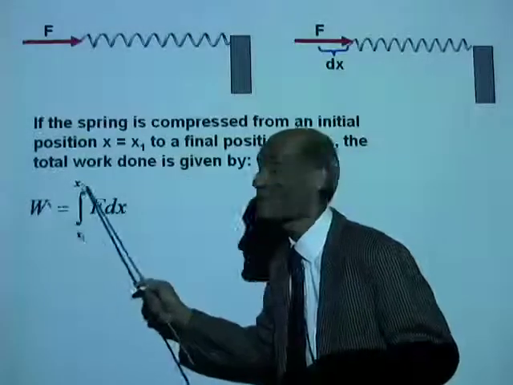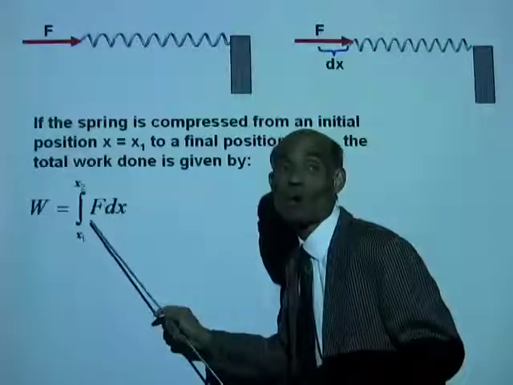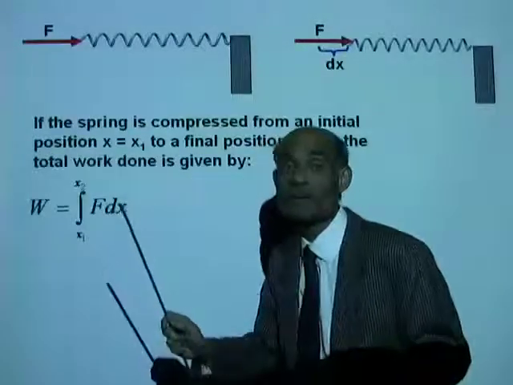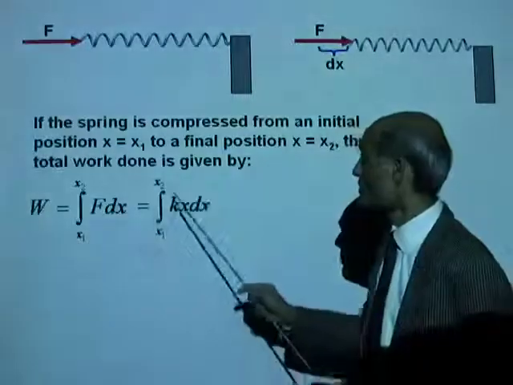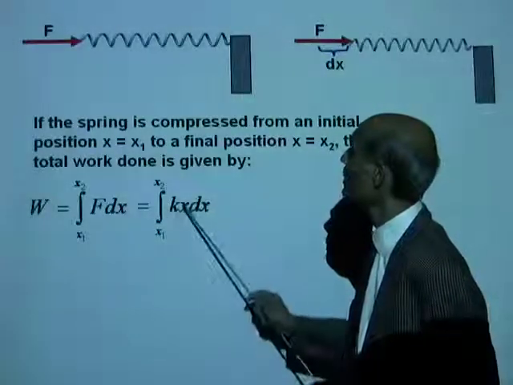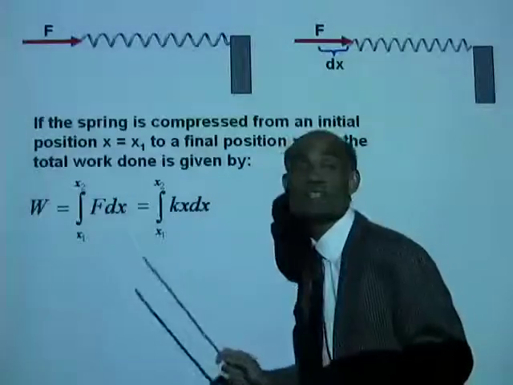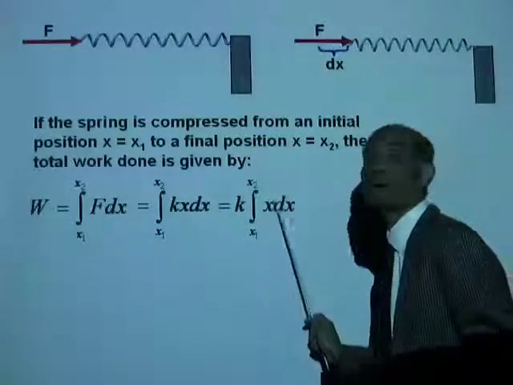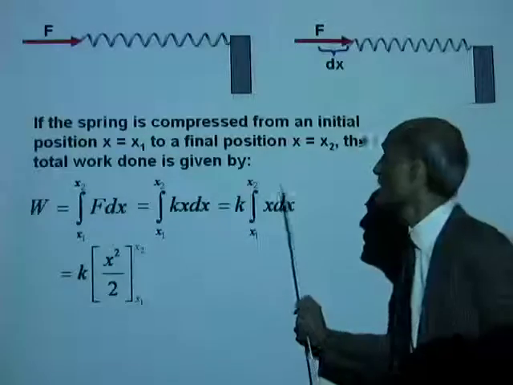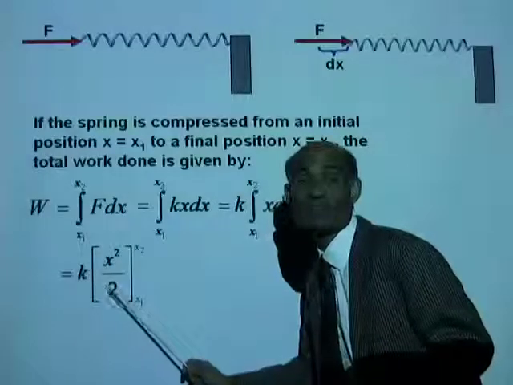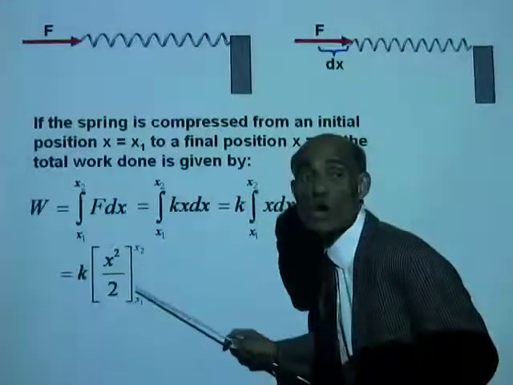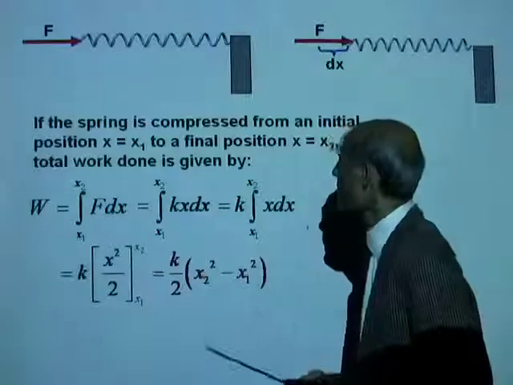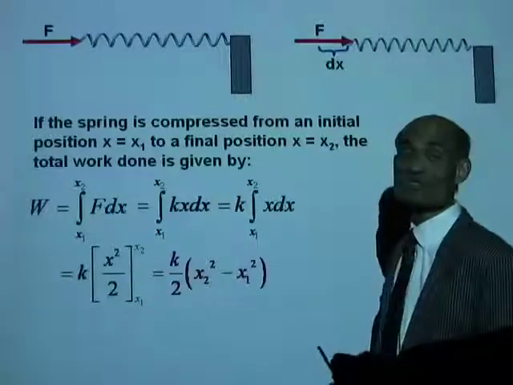So the total work done is the integral from x1 to x2 of F dx. And what is our F equal to? F can be replaced by Kx. So that will be the integral from x1 to x2 of Kx dx. K is a constant that comes out. That will be the integral of x dx, and the integral of x dx is x squared divided by 2. Now apply the lower limit and the upper limit. What does that become? It will be k over 2 times (x2 squared minus x1 squared).